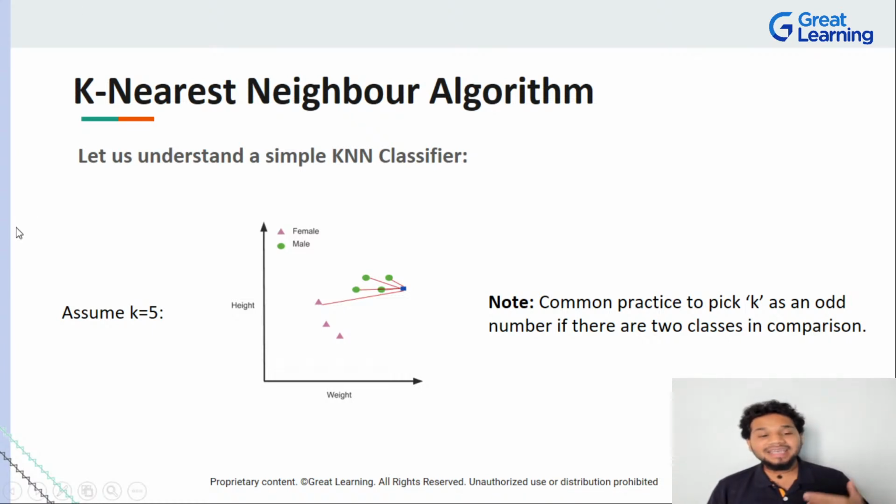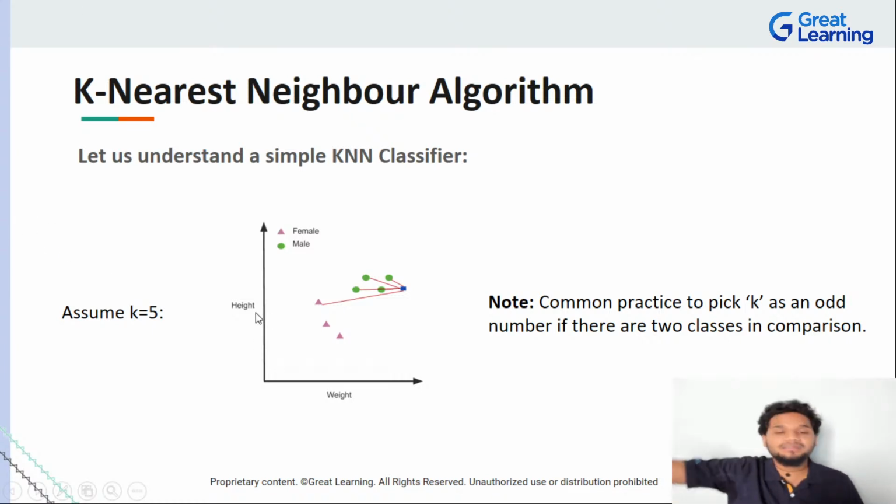Now maybe let's take K equal to 5. Now I want to analyze 5 neighbors, but there are only 4 guys, right? So that's the reason you can see one more line coming in from our female, because this person is the nearest neighbor as well.